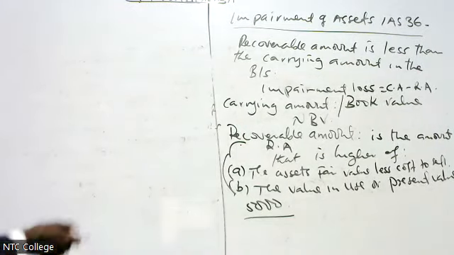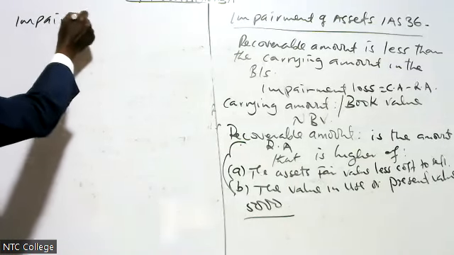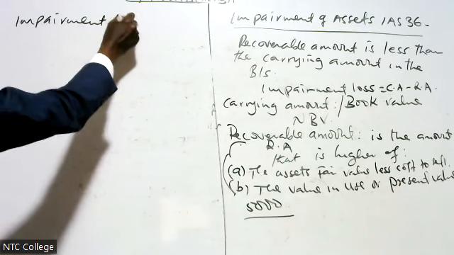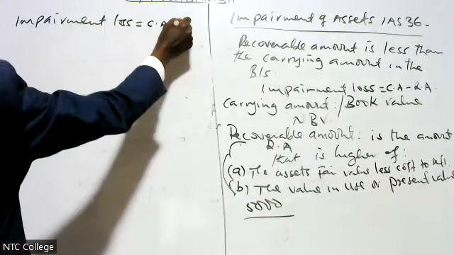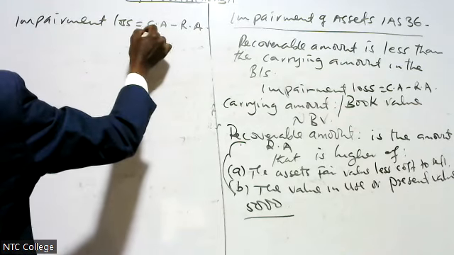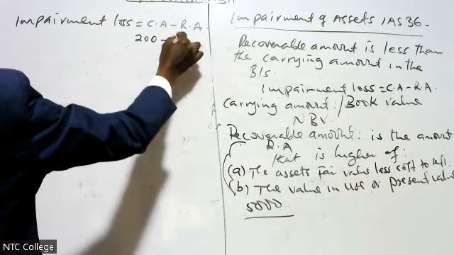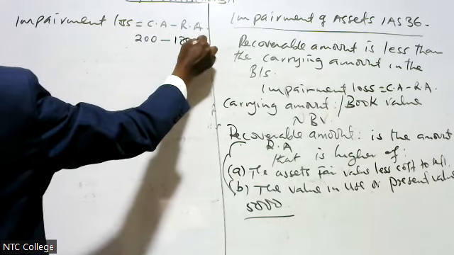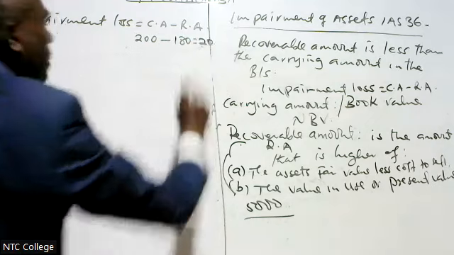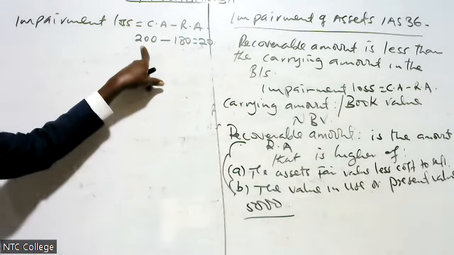Now, what we are saying here is that impairment loss equals carrying amount minus recoverable amount. For example, my carrying amount is 200, recoverable amount is 180. Then definitely 20 is my impairment loss, because the recoverable amount is less.